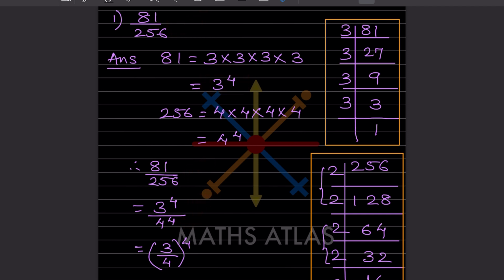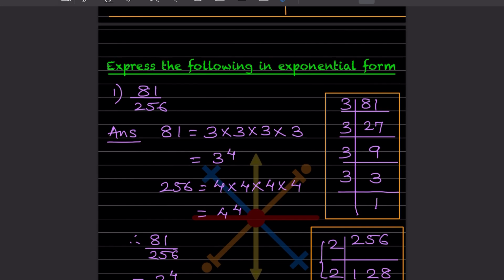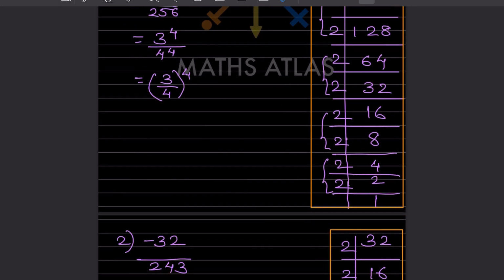So what are you going to do? You will write this 3 by 4. And this 4 are common, isn't it? For both of them. So you will write this outside the bracket. Hope you got this. So this is in the exponential form.